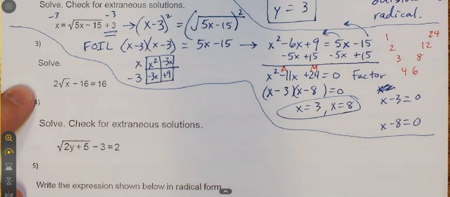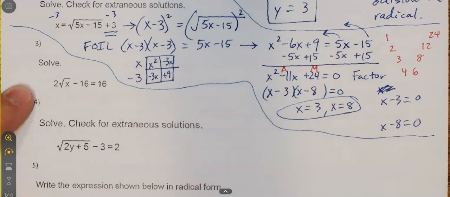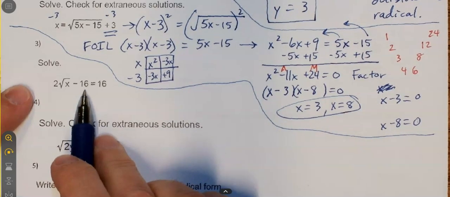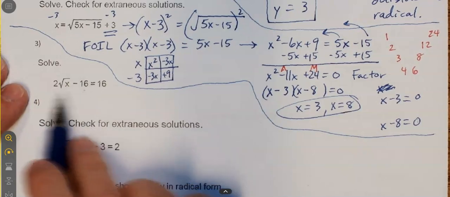Question 3. Is the radical by itself? Of course it's not. There are two things that we have to do. What do we have to get rid of here? The 16 and the 2. Alright, so which one do we get rid of first?